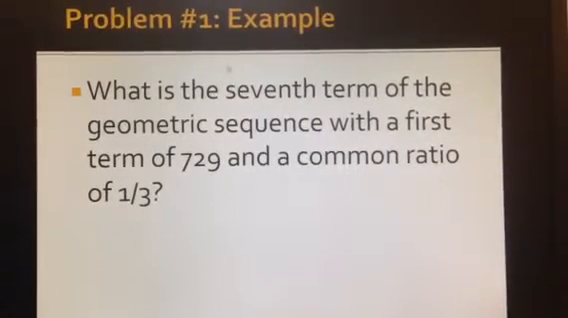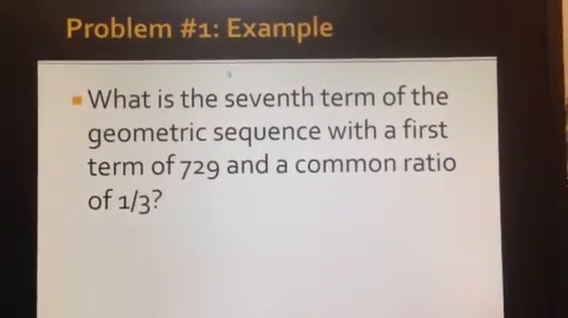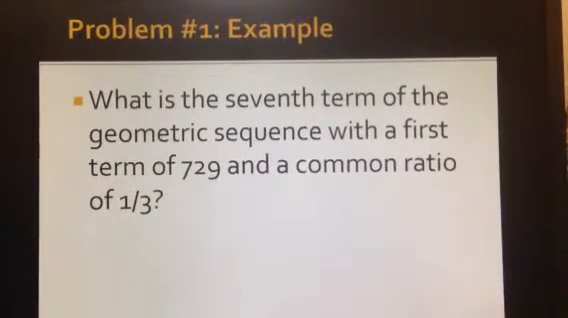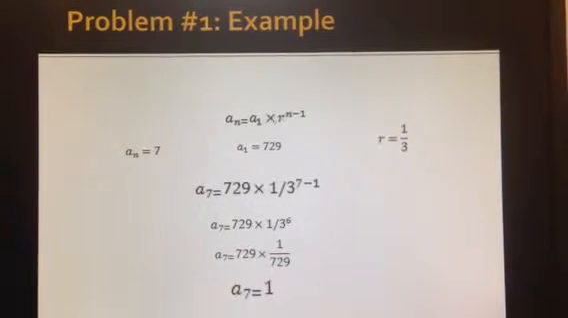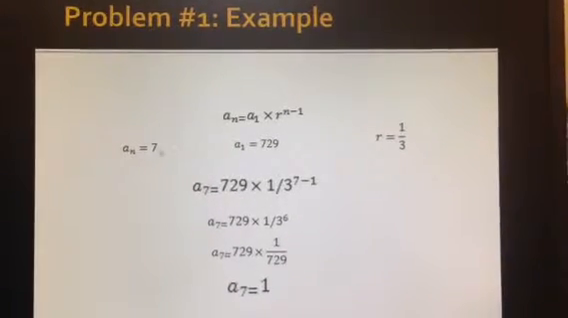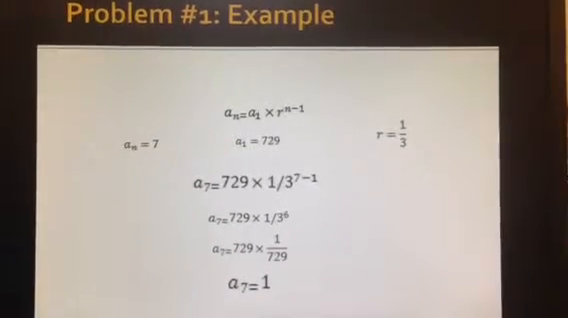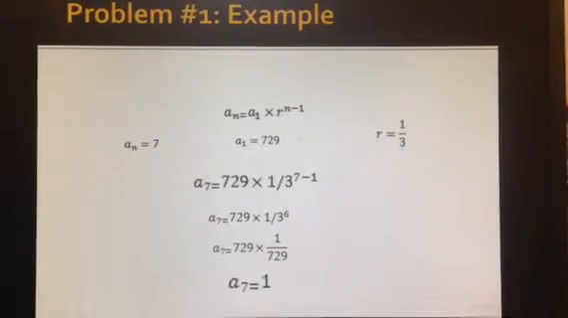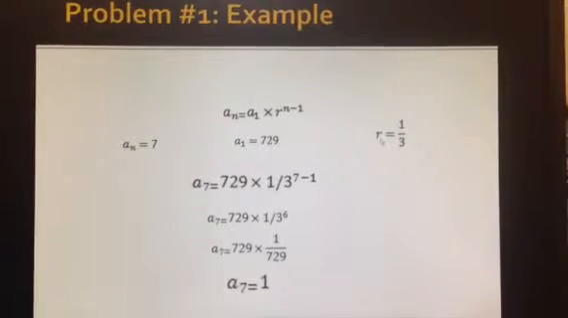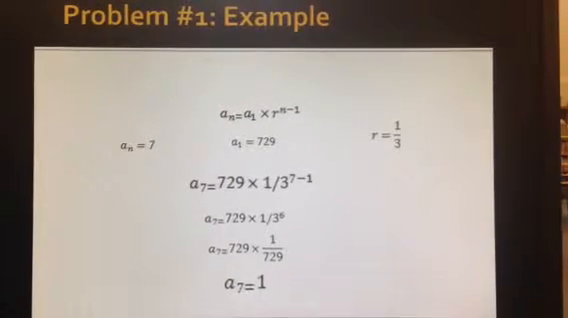Now for the first problem. What is the seventh term of the geometric sequence with a first term of 729 and a common ratio of 1/3? So we have our formula here, and n would be 7 because that's the number of the term you're trying to find. A1 would be 729 because that's the first term in the sequence, and r, which is the ratio, would be 1/3, which was given to you.